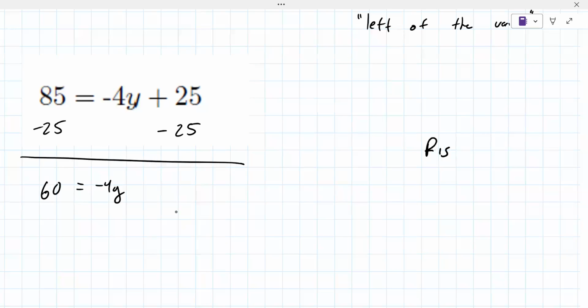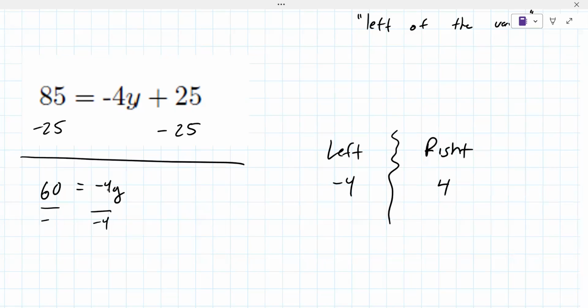It's like when you're driving and you go right and left. Let's say you're at Yellowstone, you say, look at the bison over there on the right, and you really mean left. It's different. It's completely different. 4 and negative 4 are different. So you're going to divide by negative 4.